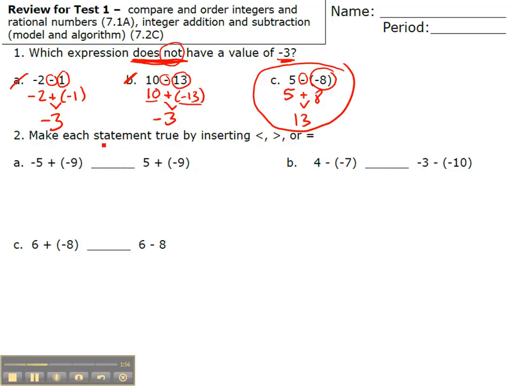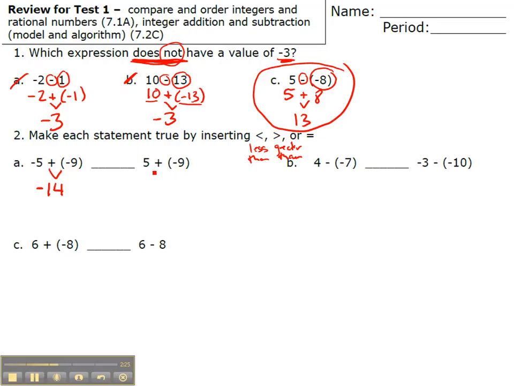On number 2, we're going to make each statement true by inserting a less than, greater than, or equal to. The first one is integer addition, -5 plus -9. The signs are the same, so we find the sum, we add the 5 and the 9, and we get 14, and we keep the sign. So -14 is the sum.